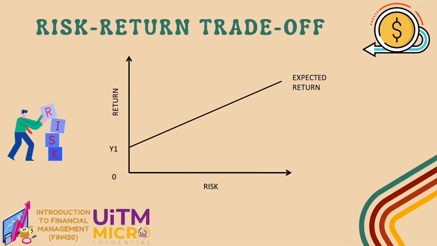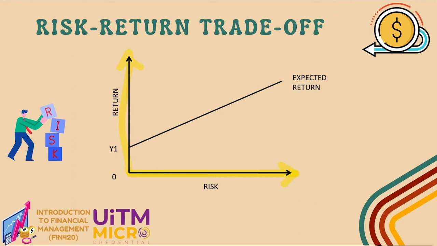All right, so this is the risk and return trade-off figure that shows the relationship between risk and return, where the horizontal axis, or x, represents the risk, and the risk increases from left to right, while the vertical axis, y, represents the return, and it increases from bottom to top.